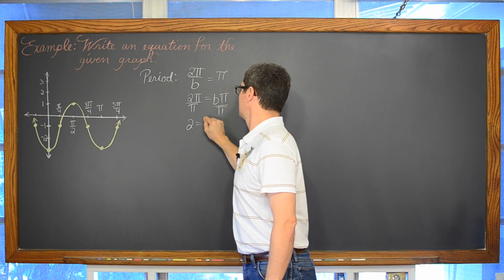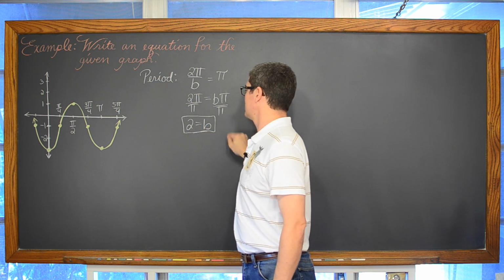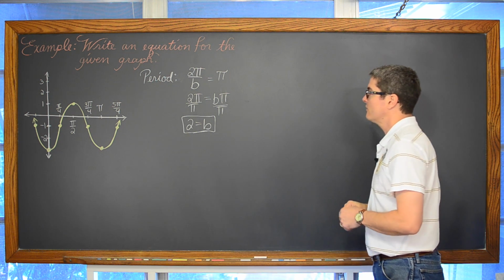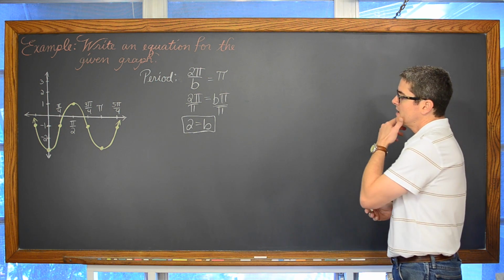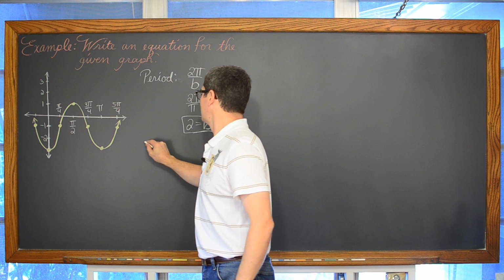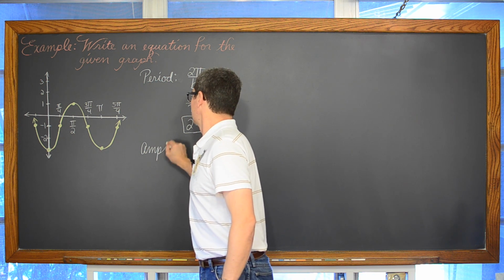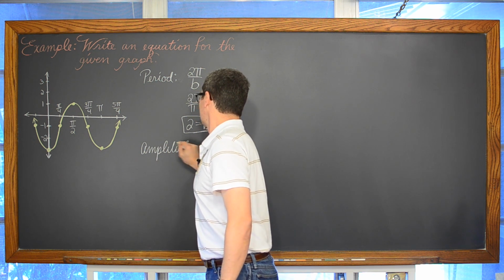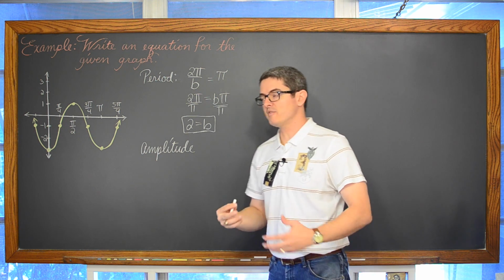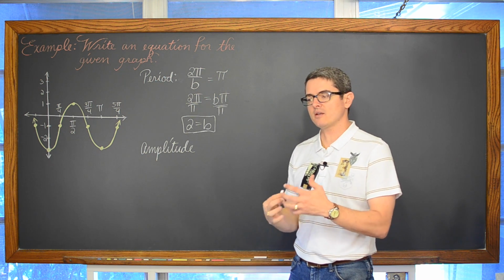And of course, b is equal to 2. So we'll be using that to write our equation. The amplitude is equal to half of the overall height. So we're going to find that overall height.